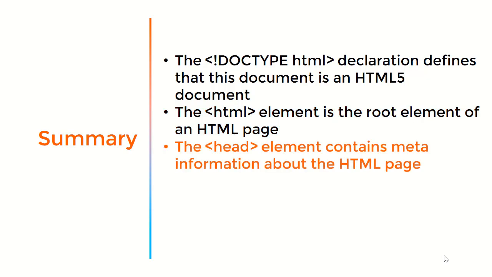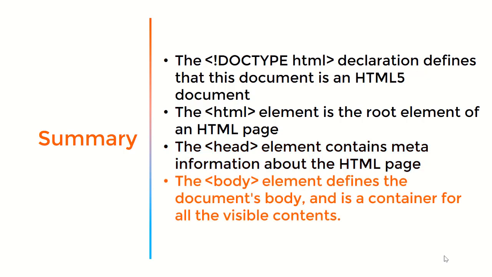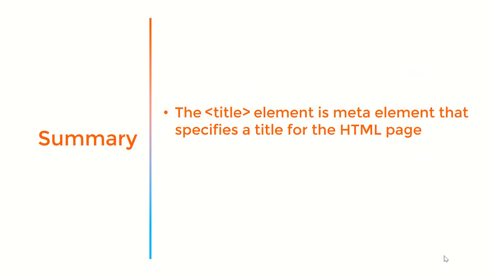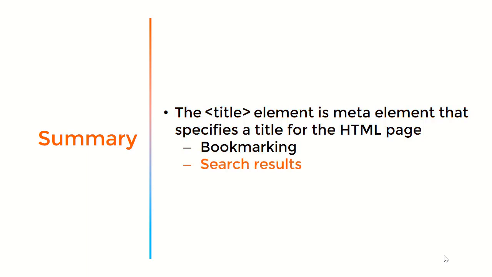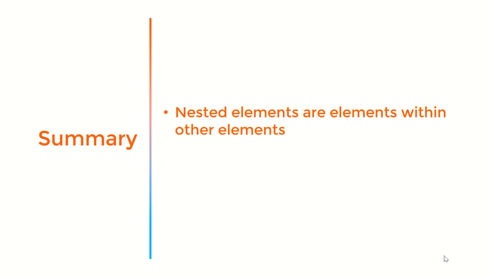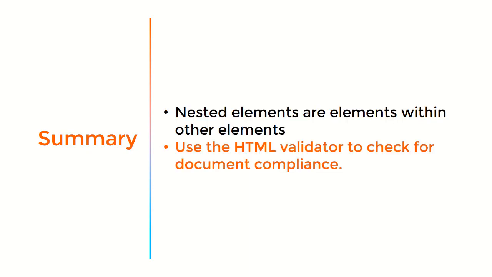The head element contains meta information about the HTML page, while the body element defines the content that our users will see, such as headings and paragraphs. The title is metadata that specifies a title for the HTML page. The title is shown in the browser's title bar or in the page tab. It is also useful for bookmarking and for search results. Nested elements are elements within other elements. We can use the HTML validator to check for our HTML document's compliance. Are you glad to have created your first page? Let us examine some of its common building blocks, starting with headings.